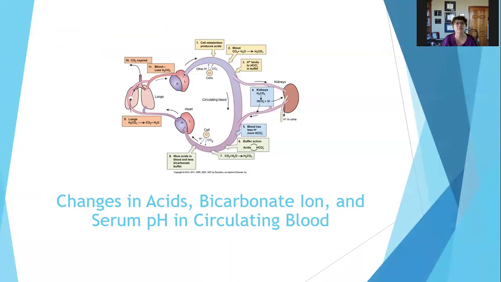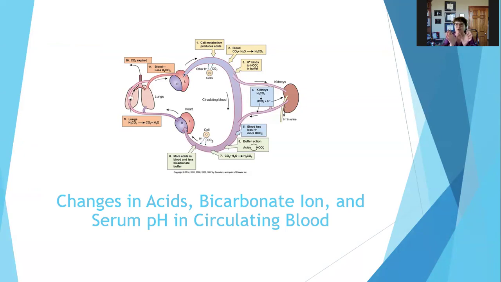Here's our little graphic from the book. Cellular metabolism produces acids. In the blood, we have CO2 and H2O, and they combine to form carbonic acid. The hydrogen binds to bicarbonate ion in a buffer. Carbonic acid breaks up into hydrogen and bicarbonate ion when it's dissolved.